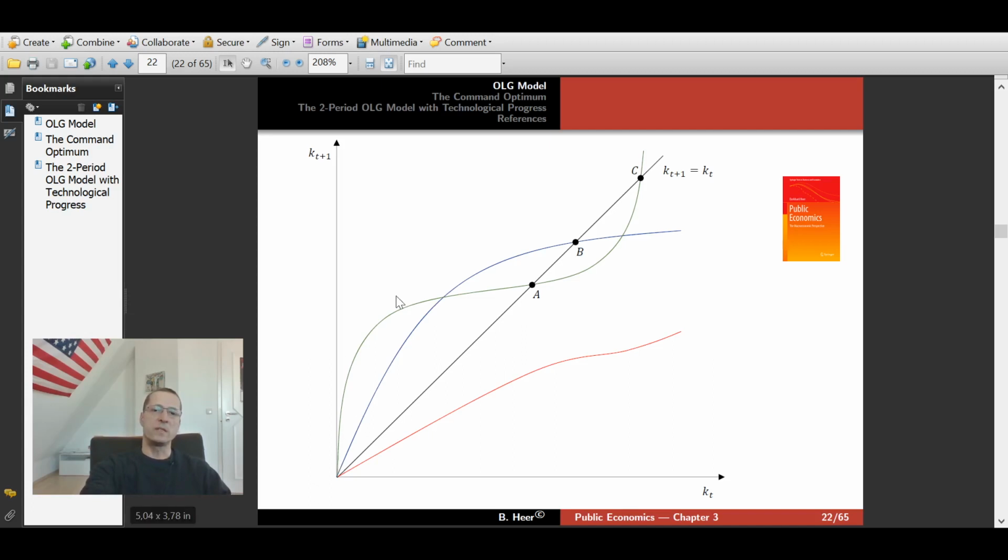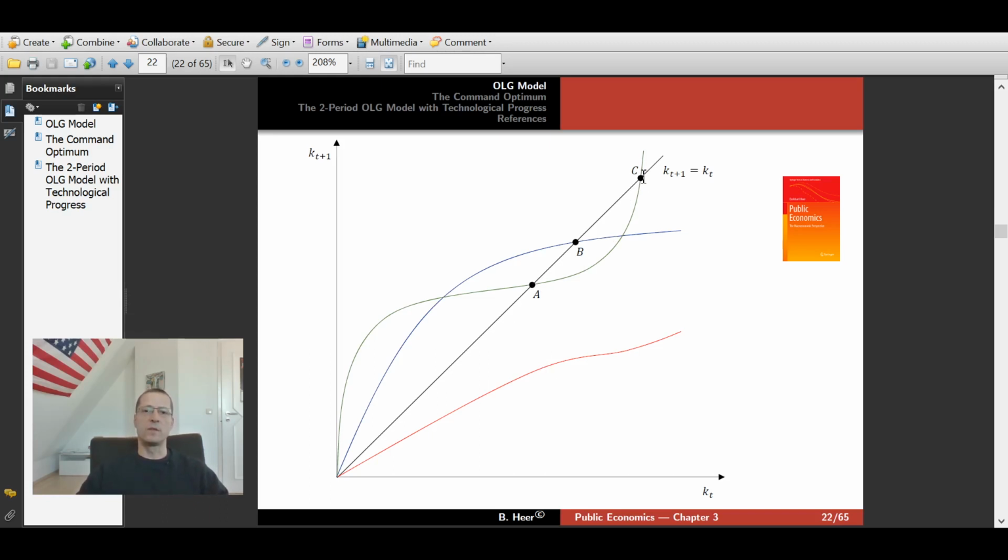Now, C is another case. The green line is the third case that we would like to consider. And here we have three rest points. The origin: when we have no capital stock, we have no production, so we don't consume anything. We can't save anything, so we rest there and die because we cannot consume. Point A: when we are on point A, we do not move away from point A. And point C is another steady state.